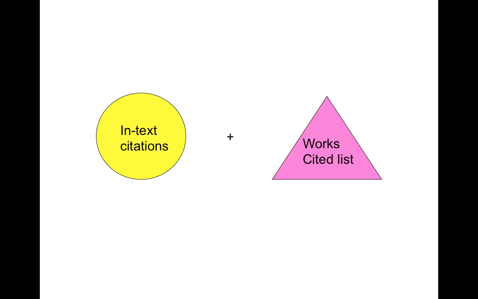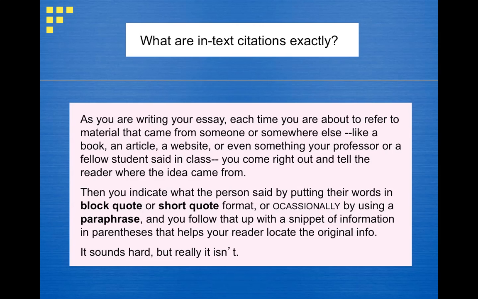Let's talk about in-text citations first. As you're writing along in your essay, each time you're going to refer to other material that came from somewhere else, you let us know where it came from, and you give it in one of three forms: a block quote, a short quote, or a paraphrase. All right, let's go to the next slide and figure out what each of those is.